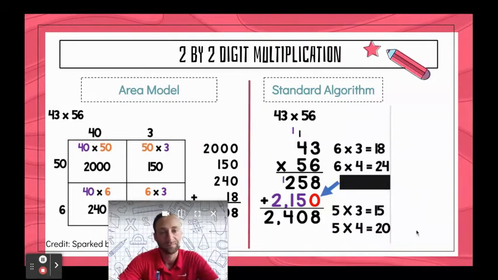Let's take a look at the standard algorithm right over here. Okay, so I'm going to start off here by multiplying each digit by the 6 in the ones place. So 6 times 3 is, it's got it right here, a nice little math fact. 6 times 3 is 18. 8. Regroup the 1.